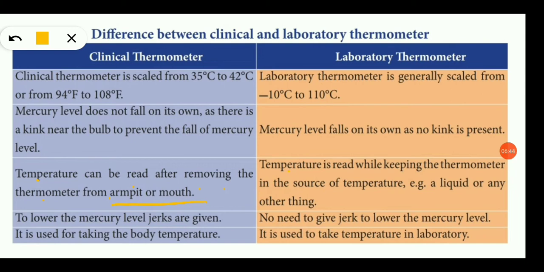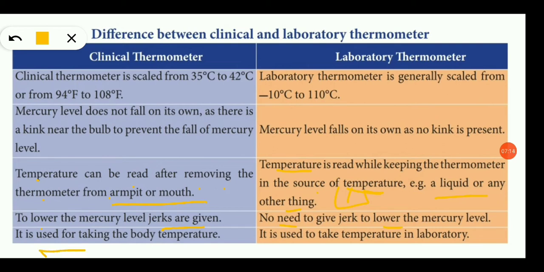Whereas in the laboratory thermometer, the temperature is read while keeping the thermometer in the source of the temperature. So wherever we are reading, we can only mark it while keeping it there. For example, a liquid or any other thing, we can note the reading only while it is placed in it. Whereas in the clinical thermometer, to lower the mercury level, jerks are given. You have to give jerks. Here, no need to jerk to lower the mercury level.